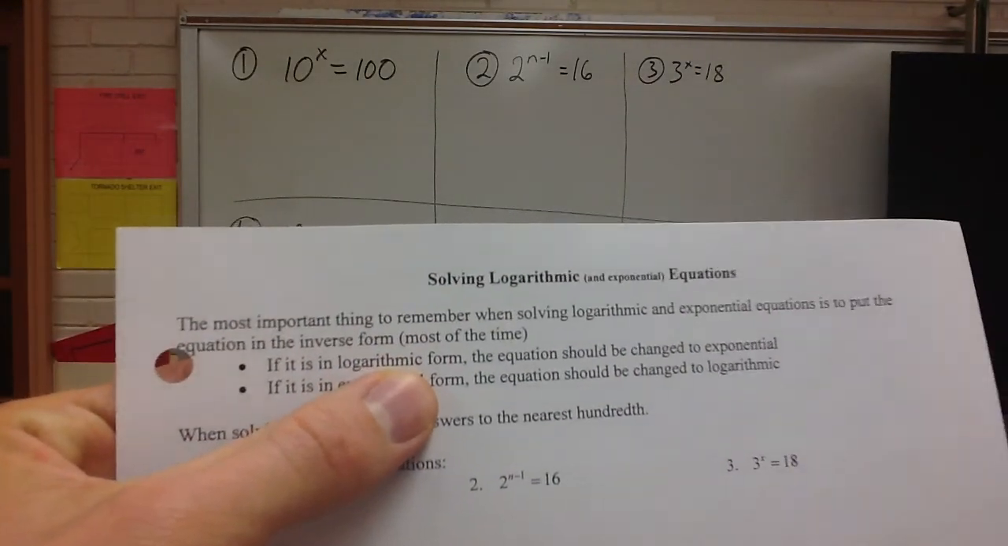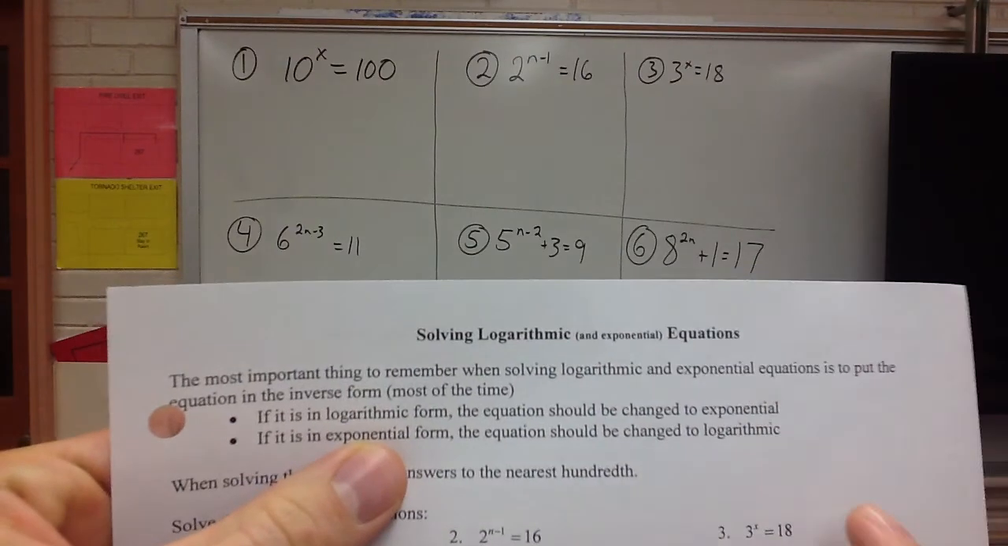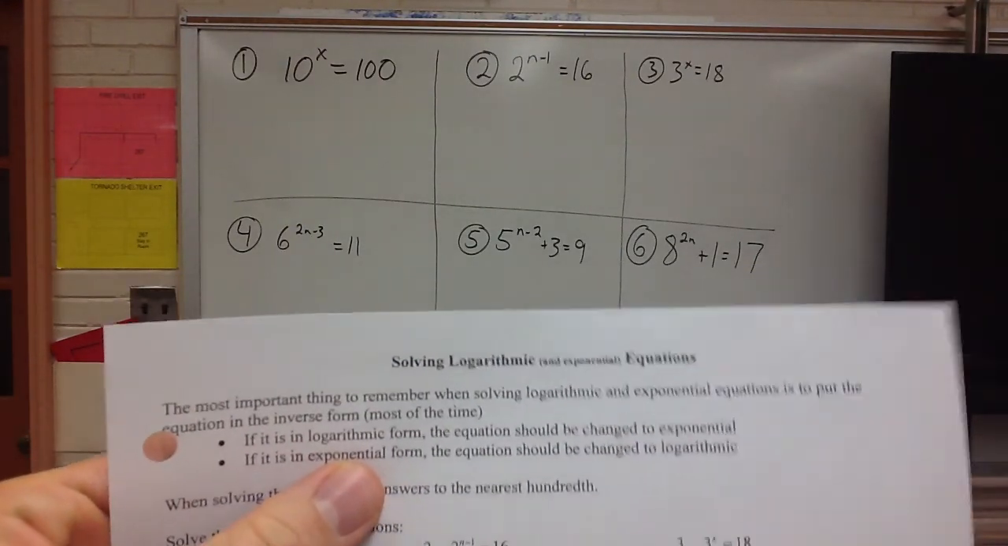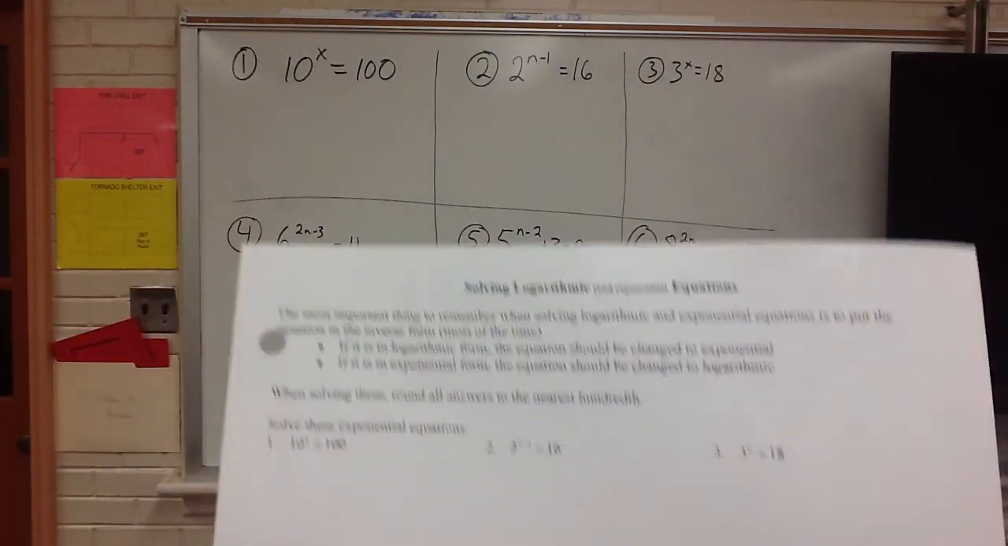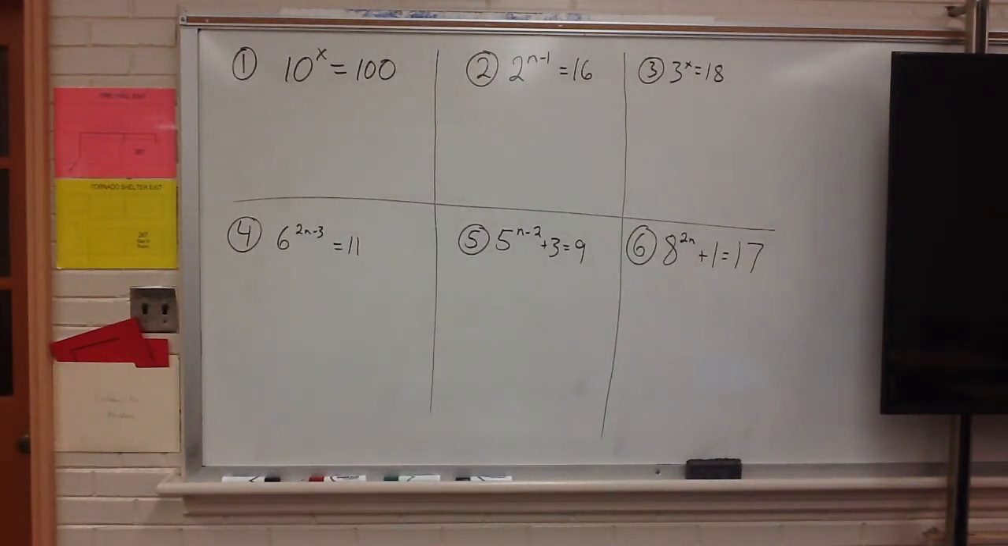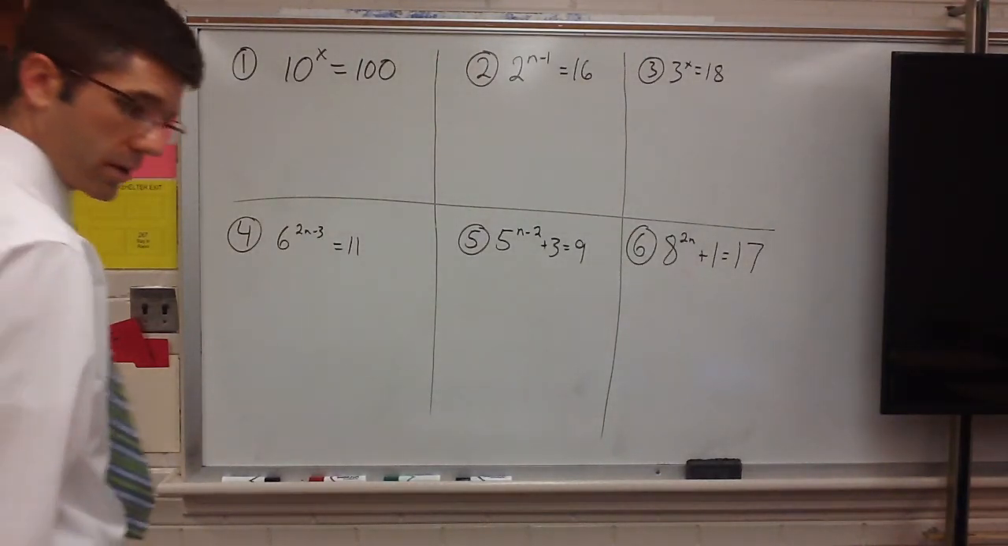If it starts in logarithmic form, go to exponential form. If it starts in exponential, go to logarithmic. That may not make much sense right now, but in just a minute it will. So let's actually look at number 1, and it's on your paper, clearly. And we're going to use our calculator some.